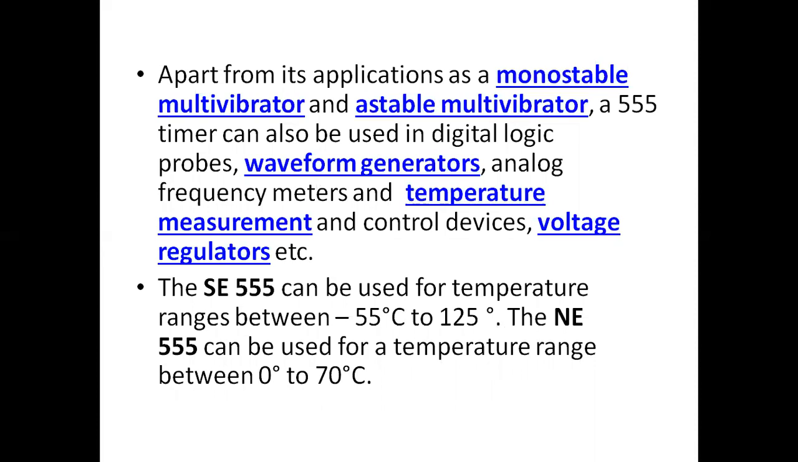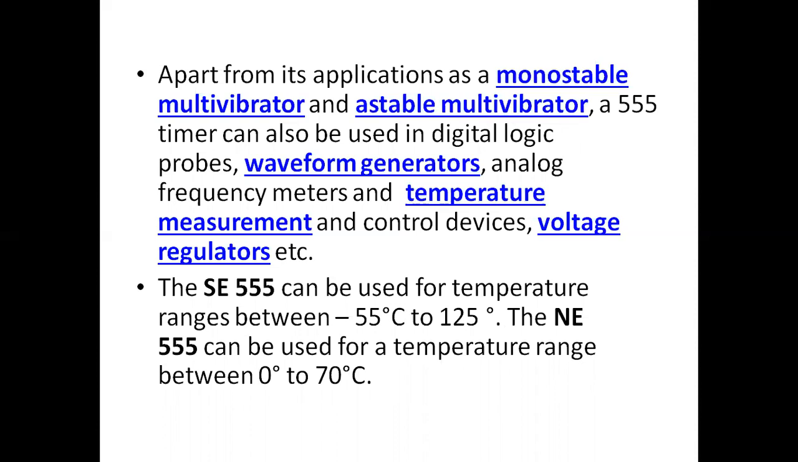And next, these are some applications of IC 555. It can be used as a monostable multivibrator, astable multivibrator. It can also be used to generate waveforms like square and ramp waveforms. And also in analog frequency meters, we can use IC 555, in order to measure the temperature, in order to control the devices, and in voltage regulators, we can use the IC 555. So these are some applications of IC 555.